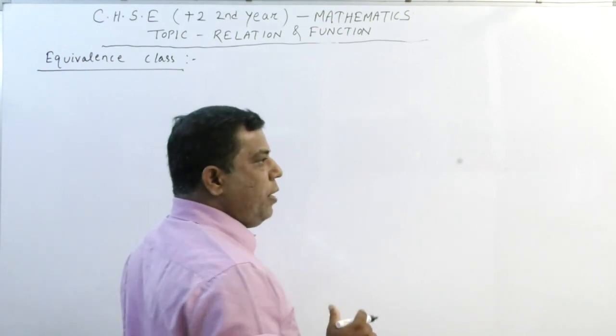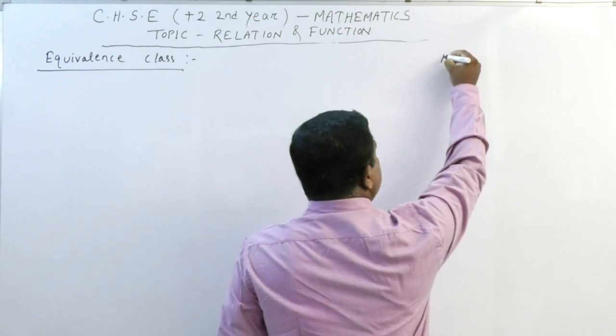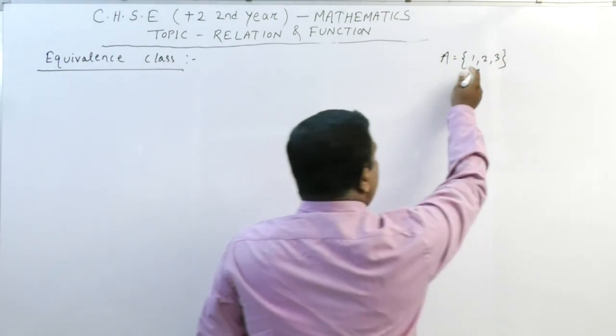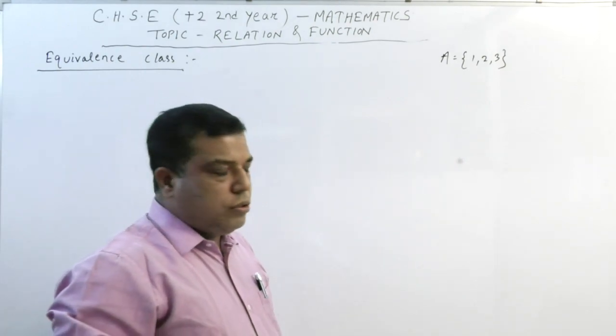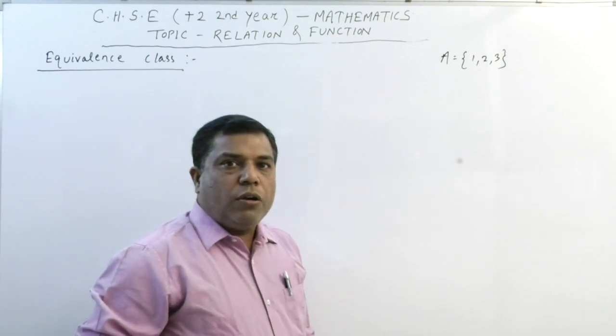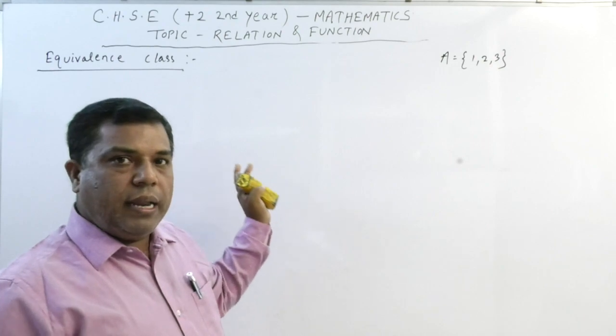Okay, so for it, what we do, we take a set. Let us take a set A equal to {1, 2, 3}. First of all, we will go with the example. Remember, an example is the better way to explain or to learn a concept. So I am taking an example, then I will go for the definition.